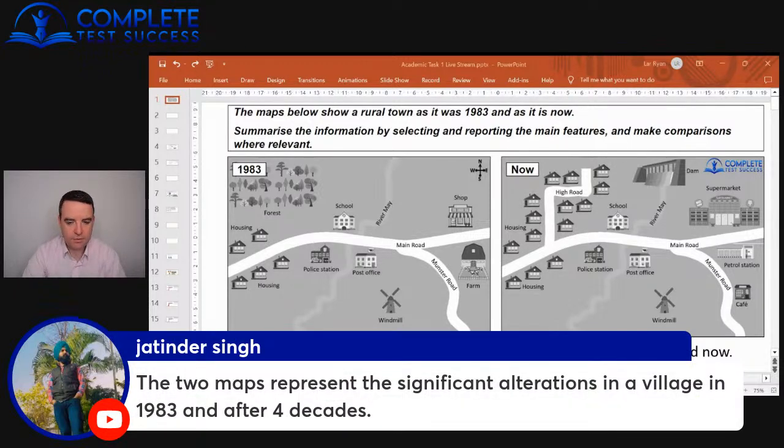Jatinder, the two maps represent the significant alterations in a village in 1983. So the alterations didn't happen in 1983, so in is the wrong word. So between 1983 and, you're making it overly complicated by saying after 4 decades. When you say that, the reader isn't going to automatically go, oh, okay, yeah, that's now. They're going to think, how many years after 83? So it's 40, so they're doing the math.